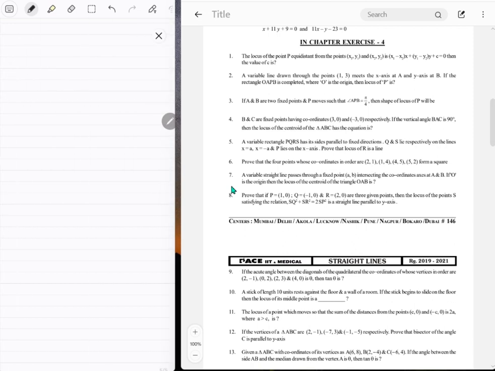Okay, question number 8. Prove that if P is this point, Q is this point, R is this point, the three given points, then the locus of point S satisfying the relation SQ squared plus SR squared equal to 2 times SP squared is a straight line parallel to the y-axis. Huh. Let's graph this thing. Question number 8, right?